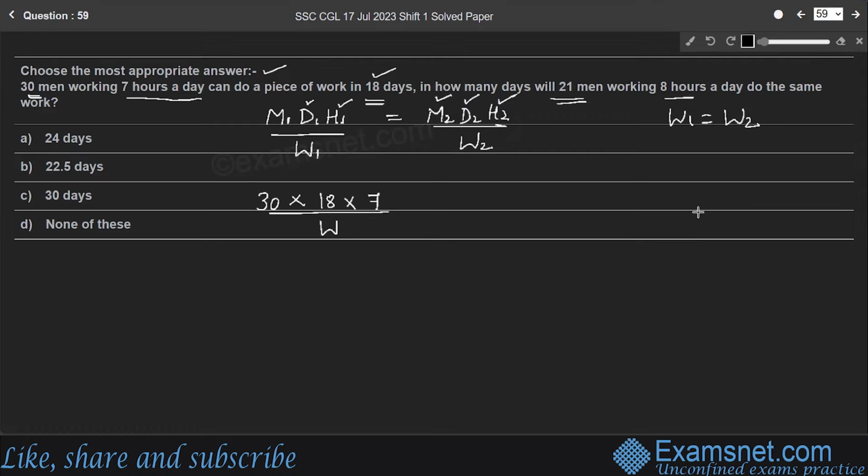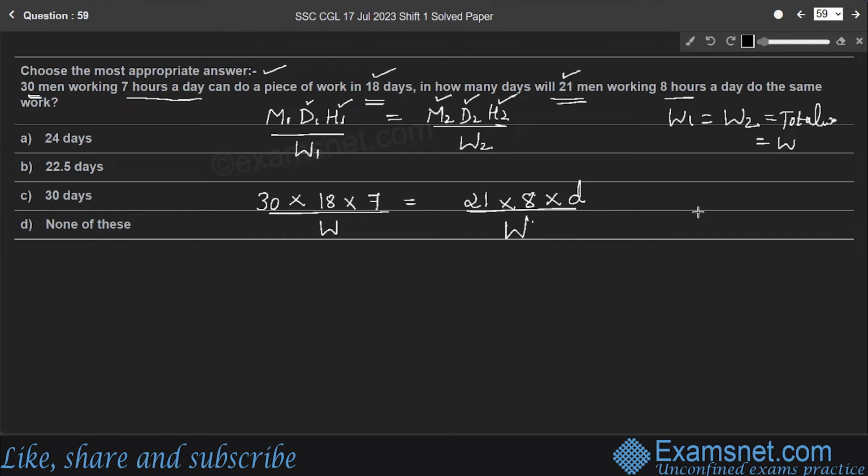Here W1 represents the total work, so let it be W. To complete the same amount of work, W2 is also W, the same amount of work. So 21 men work for 8 hours in a day. In how many days? Let D be the number of days they are working.